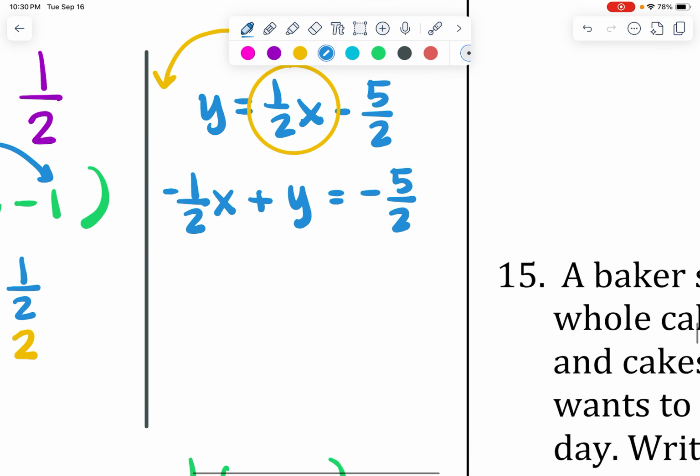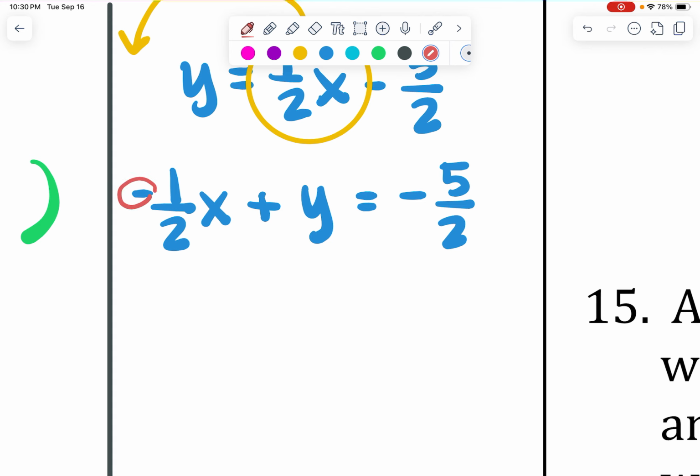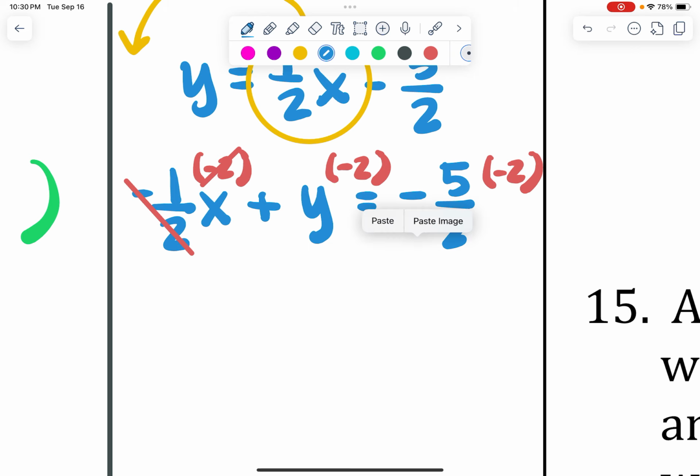And sadly, we have a problem because not only do we have a negative starter, we also have two dividers. So I'm going to multiply everybody by -2 to take care of both of those problems at once. So this -2 cancels out with this -2. If you don't know that, then please use your calculator. Just type in -1/2 times -2, and you're going to get positive 1x, or just 1x. And then -2 times y is -2y.